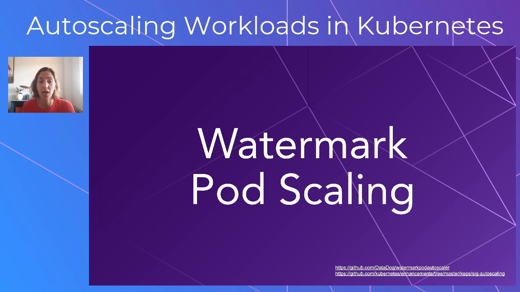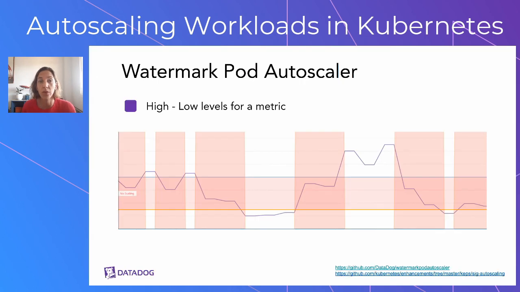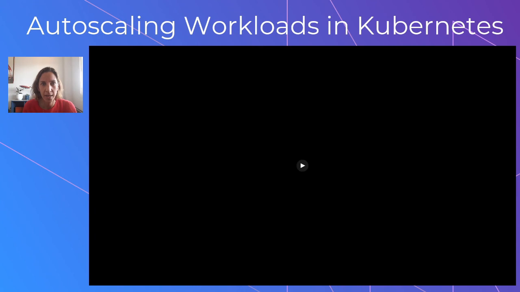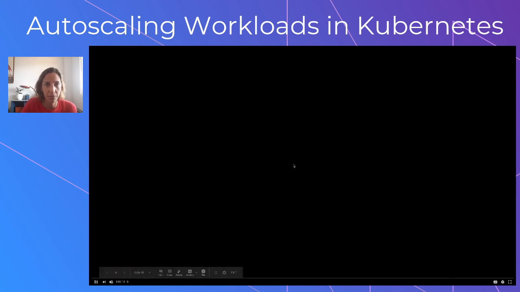For that, Datadog has created this open source project called Watermark Pod Autoscaler, which is completely open source and which we want to contribute back to Kubernetes, that tries to solve exactly this. So basically, it extends the HPA. Instead of just having one value, it has two values, a high watermark and a low watermark. And in between those two, there are not going to be any scaling events. It also has some other nice features like scaling velocity, the number of replicas that I want to scale at a time. Also cooldown periods, or the number of seconds that I want to wait in between scaling events. Let's see our final demo with this one.